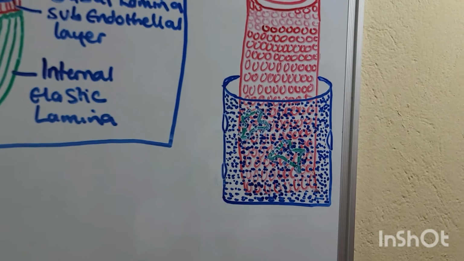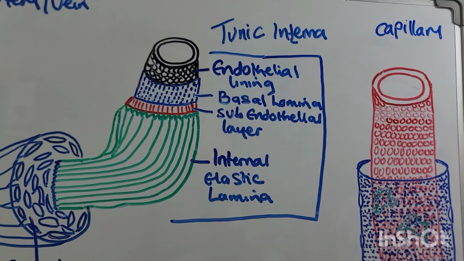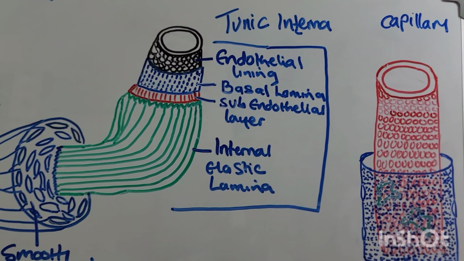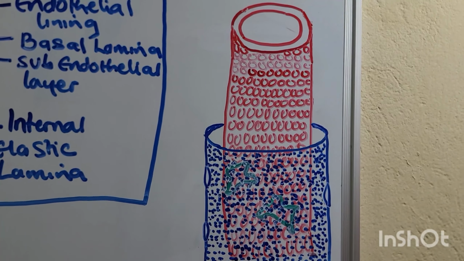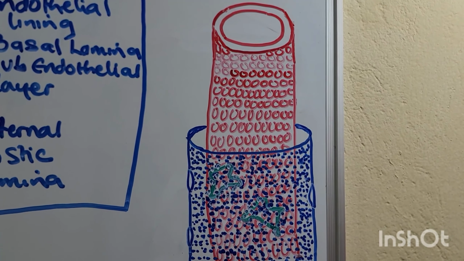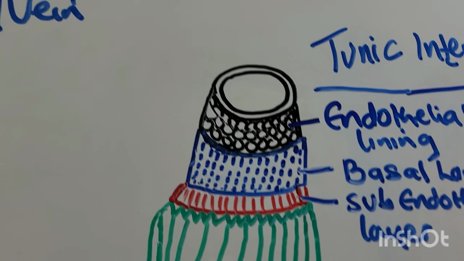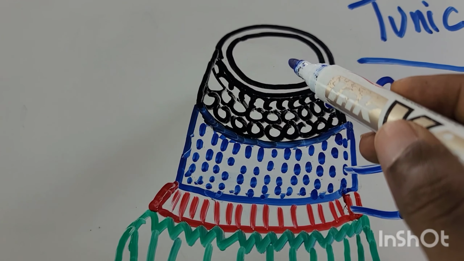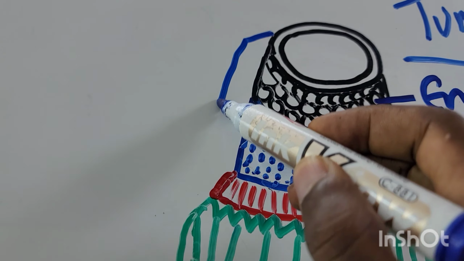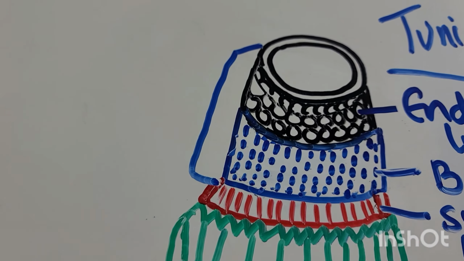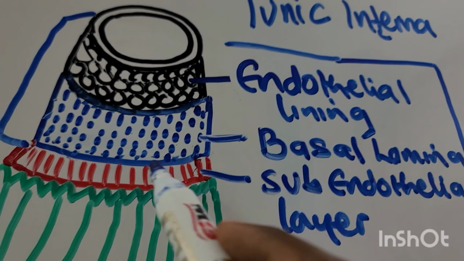So now when you compare these blood vessels, you realize that the arteries and the veins have multiple layers, whereas the capillaries only have the endothelial lining and the basal lamina. Meaning that the capillaries, when you compare them with the arteries and the veins, they are going to be moving from here up to here. So now they are only going to have these layers, the endothelial cell lining and the basal lamina.